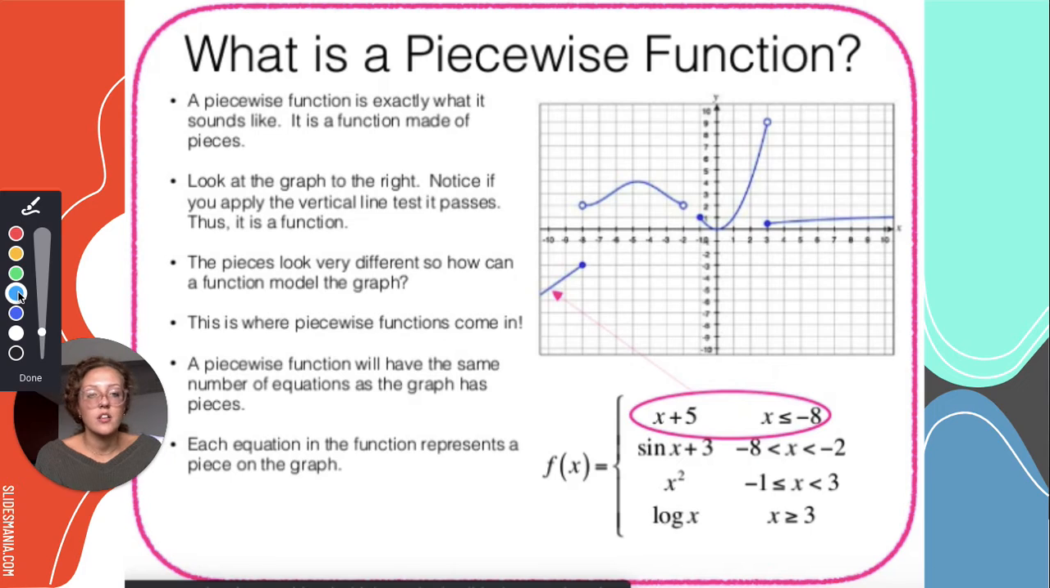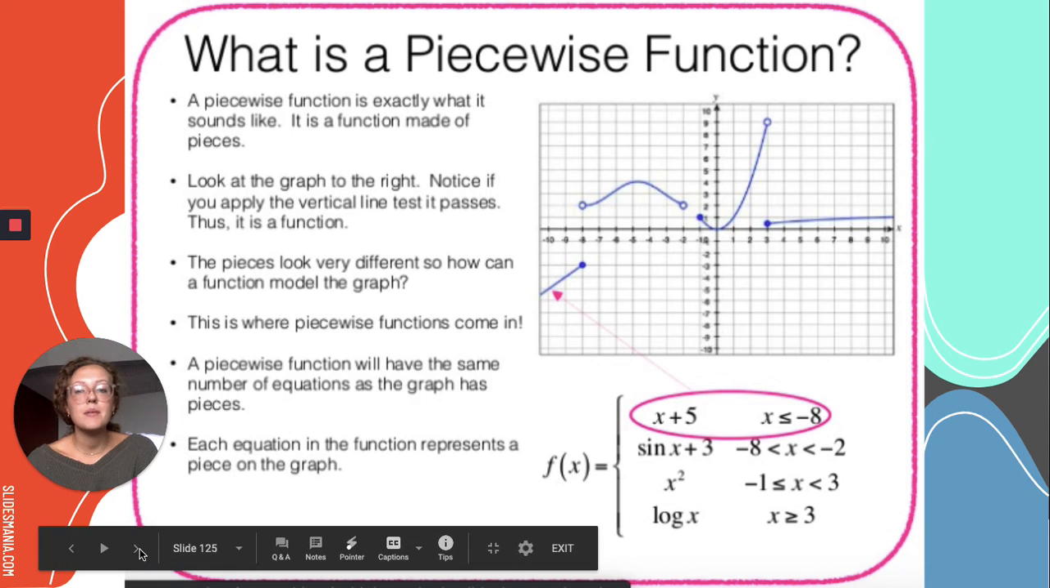Let me change the color. These are all my equations that represent the graph. That's the function. Right here, right there, is where the function is. So x plus 5 is when x is less than -8. So if we look at our graph, it's when x is less than -8. I don't know what my pen was doing there, but it's less than -8. It's all the way to -infinity. Okay, that's the first piece of the function.